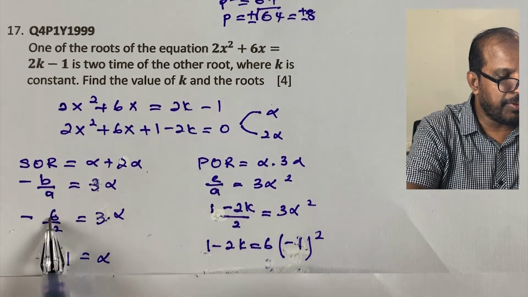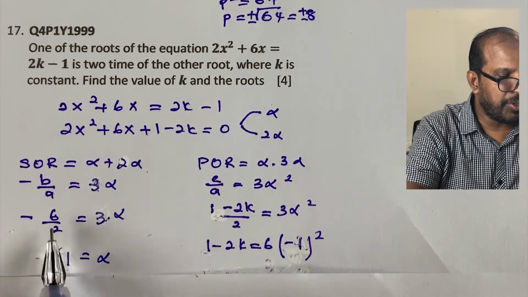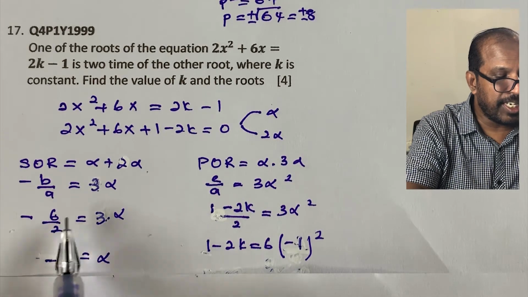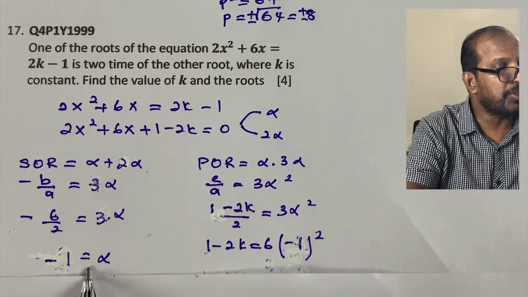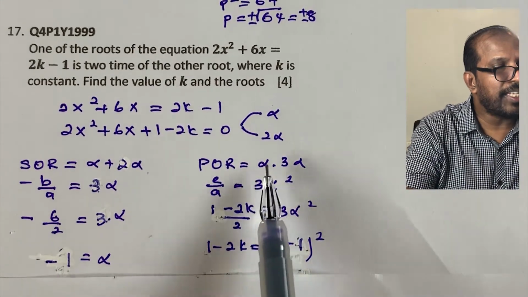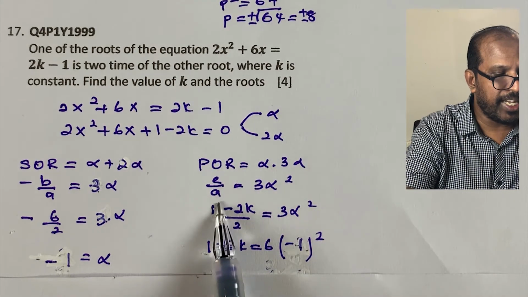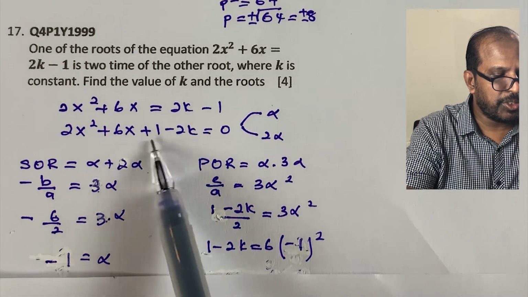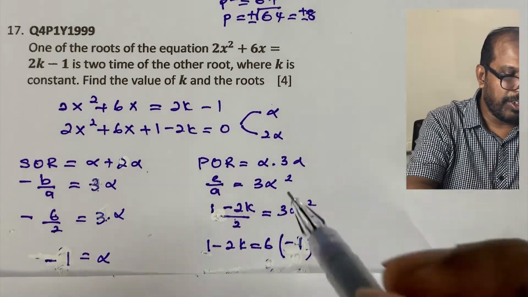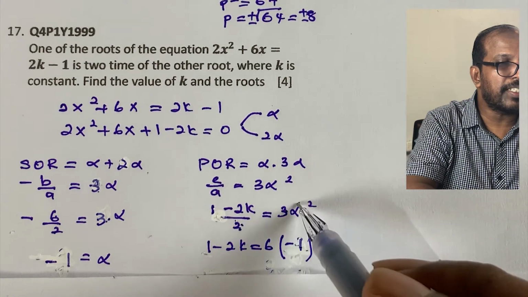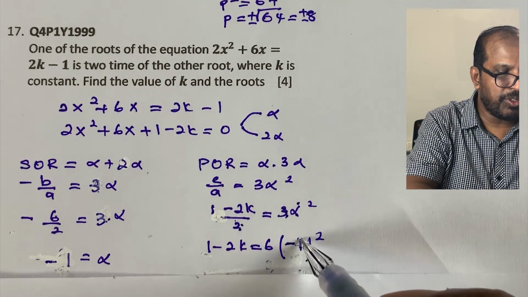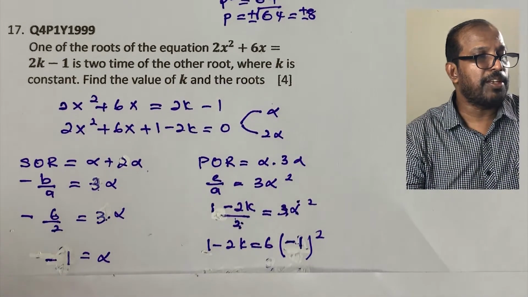And the sum of the roots is negative b over a, and negative b is negative 6. So negative 6 over 2, you get negative 3. So negative 3 divided by 3 gives negative 1 equals alpha. So I know alpha is negative 1. Therefore, the product of the roots is alpha times 2 alpha, which is c over a. So c is 1 minus 2k, divided by 2, equals 2 alpha squared. I bring the 2 to the other side, and alpha is negative 1, so I square it, I got negative 1 squared.